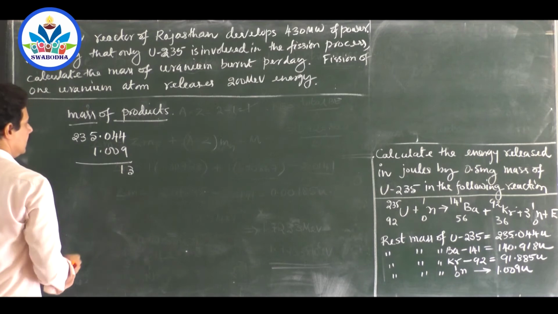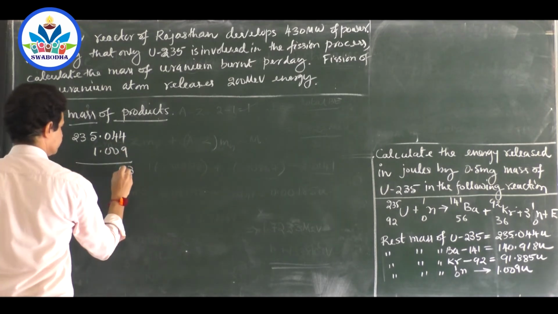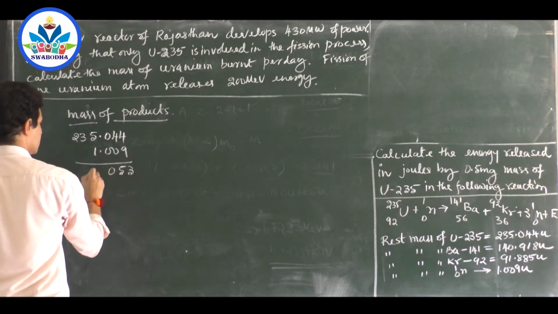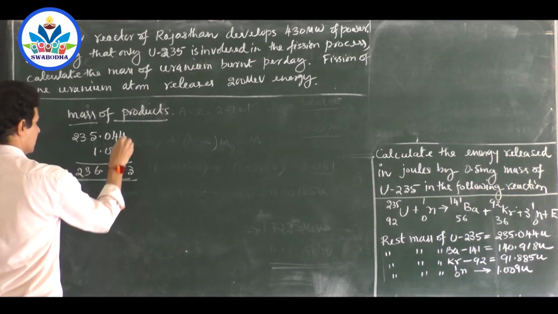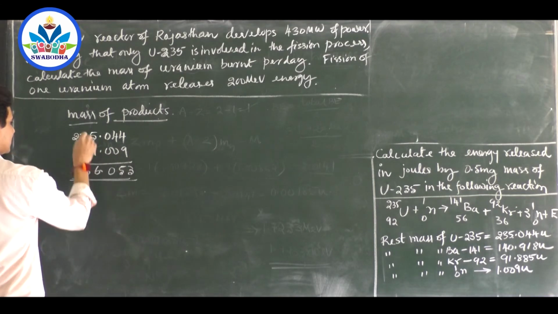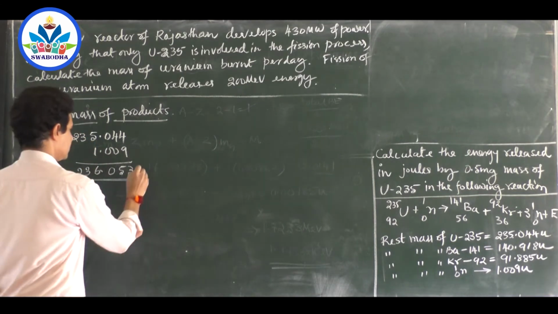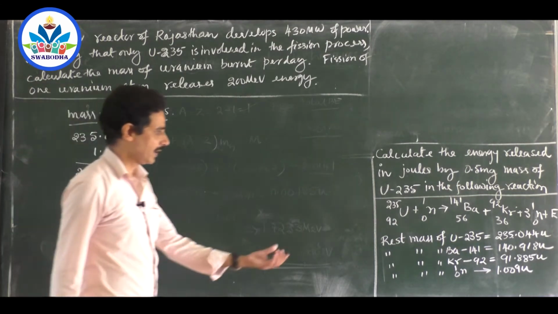So what is the mass of products? 235.044 plus 1.009 gives 236.053 U. So this is the mass of products.